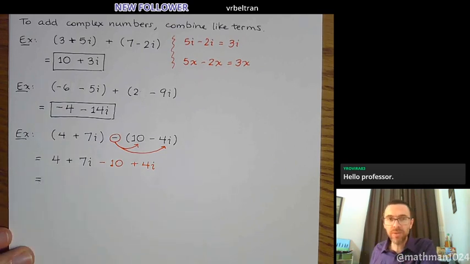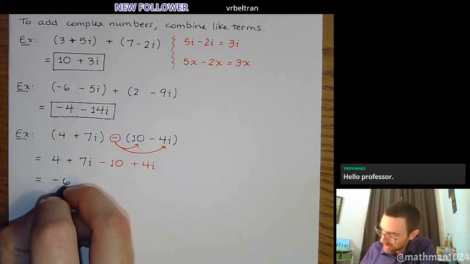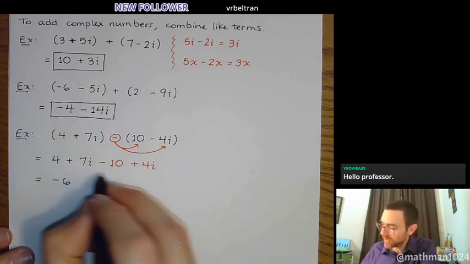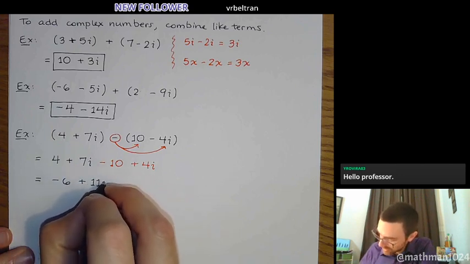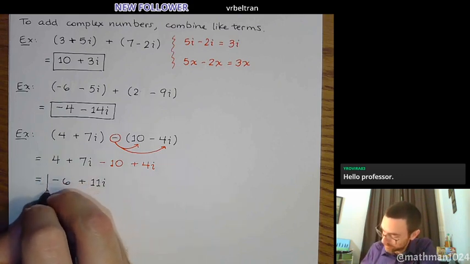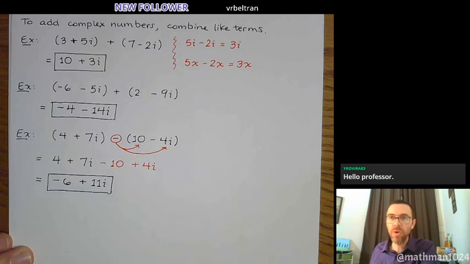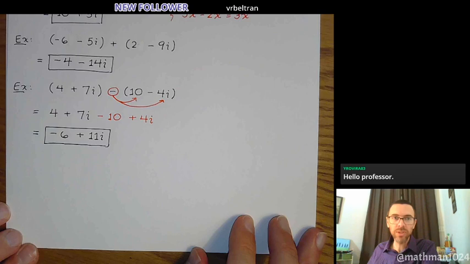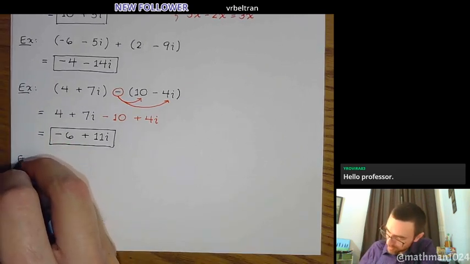And just combine these guys, right? So 4 and a negative 10 gives me negative 6. For the imaginary pieces, we have plus 7i plus 4i, so that's plus 11i. And yet again, we are done very, very quickly. Not a whole lot that we have to do. We just have to pay attention to our signs, and we're going to be all right.